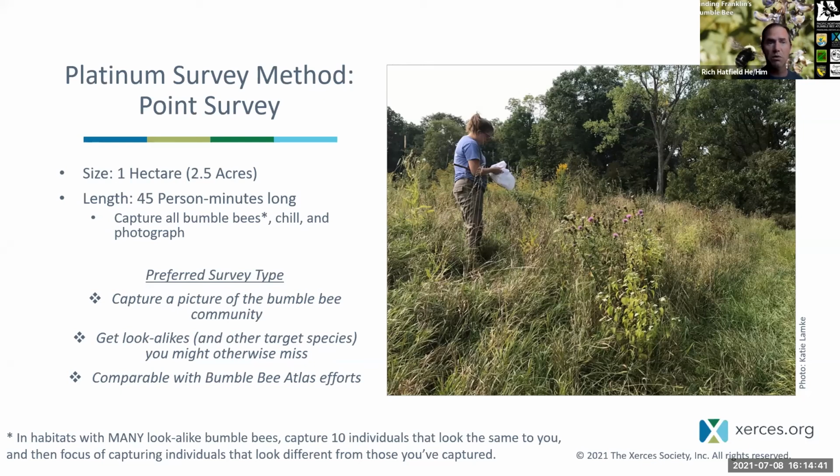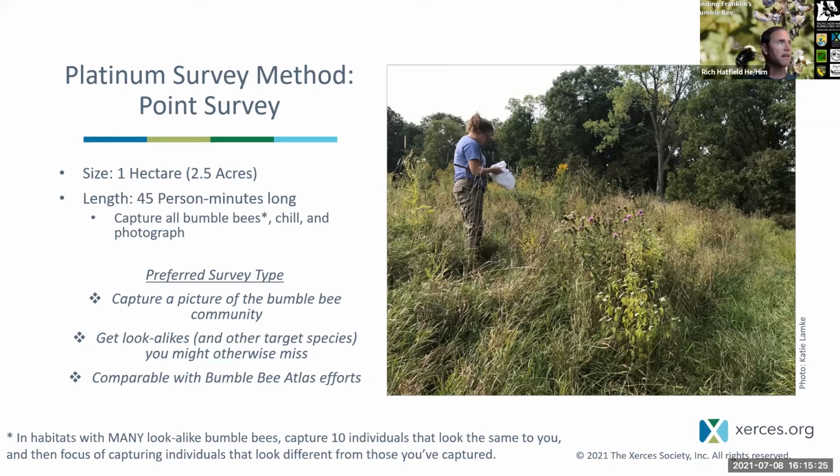So if you're in that scenario where there are a lot of bees that appear to be of the same species to you, we ask that you grab 10 lookalike individuals, put them in jars, put them on ice, and then at that point you can switch to grabbing individuals that you think look different. The reason we grab 10 is that, if there are lookalikes within a meadow, we found that around 10 of them would capture those lookalike species. So that's the protocol in a highly abundant meadow with a ton of bumblebees that all look very similar to each other: grab 10 of them and then focus on capturing for diversity.